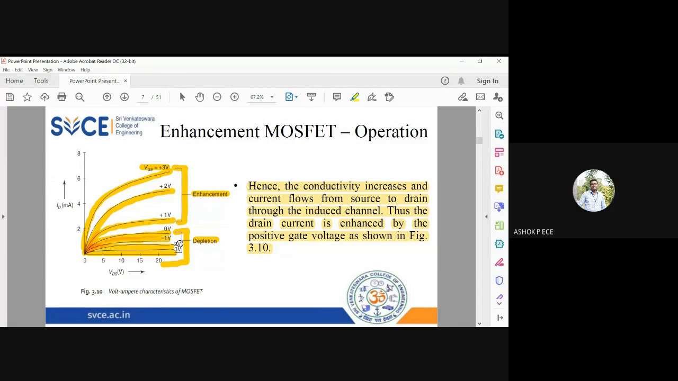You see in enhancement MOSFET, when you increase the gate voltage, the drain current is increasing. In depletion MOSFET, if you increase the gate voltage on the negative side, the drain current is reducing. The reason is, in enhancement, it is increasing the number of electrons, so more electrons means more current. In depletion, it is introducing more holes, so more holes means fewer electrons. Fewer electrons means less current flowing through my device. Okay, logically correlate everything.